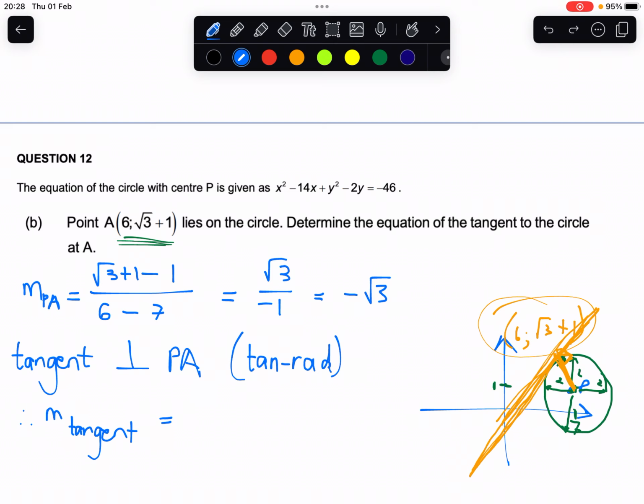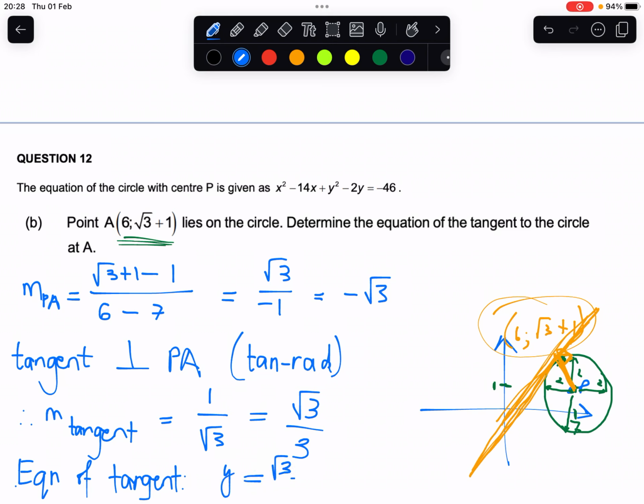Anyway, it's going to be the negated reciprocal of this guy, of the gradient of the radius. So that will be positive 1 over root 3. For those of you who are very fussy about rational denominators, that is the same as root 3 over 3. Okay, right. And so we now know that the equation of the tangent will be something like y is equal to root 3 over 3 x plus c.